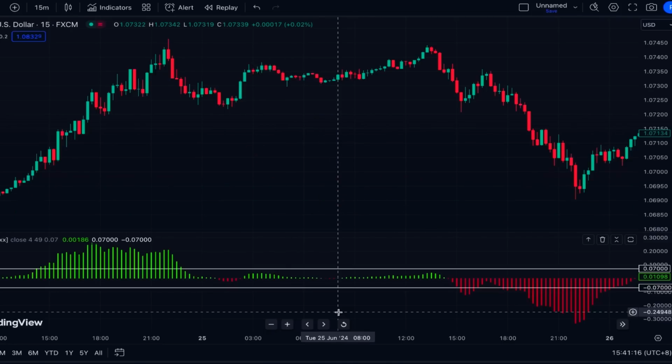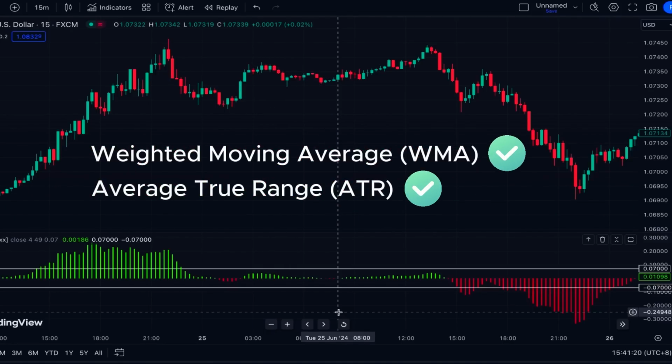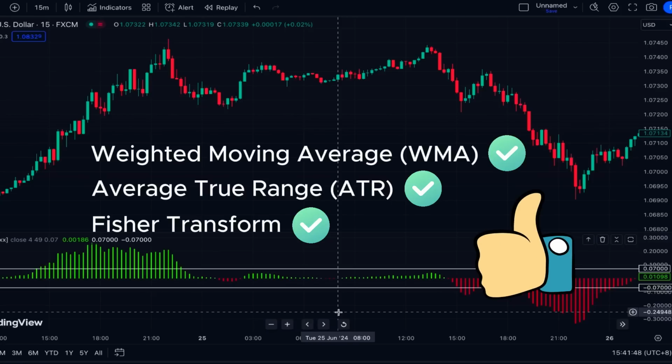In this indicator, weighted moving averages are used and also ATR, average true range, and then it is normalized by the Fisher transform, which converts the prices to a Gaussian normal distribution and signals when prices are moving significantly. So basically, the Fisher transform can help identify reversals or big changes in the price movement.